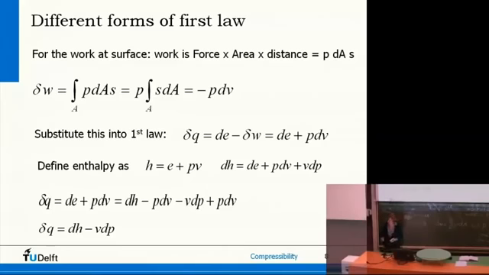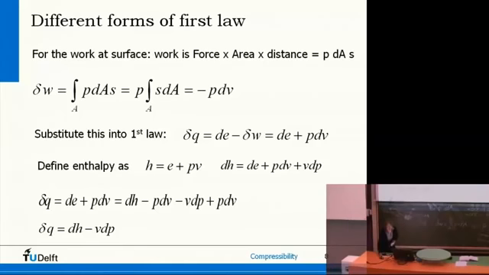Now we define something which is called enthalpy. And the enthalpy is defined like this. And that's something you should just remember or know. The enthalpy is internal energy per unit mass plus PV. So E plus PV.